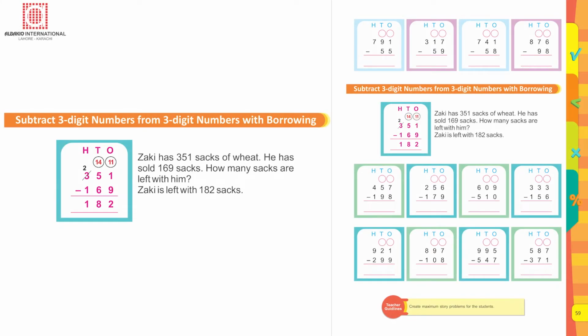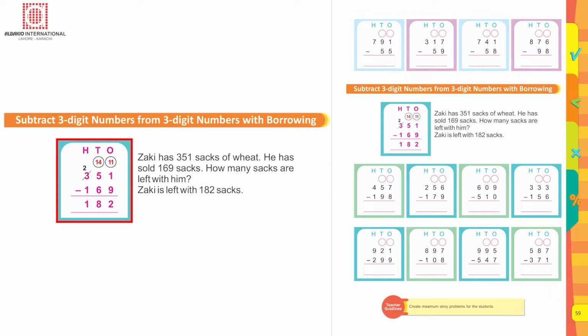Page number 59. Subtract 3-digit numbers from 3-digit numbers with borrowing. Zaki has 351 sacks of wheat. He has sold 169 sacks. How many sacks are left with him? Write 351, the biggest number, at the top, 169 at the bottom.